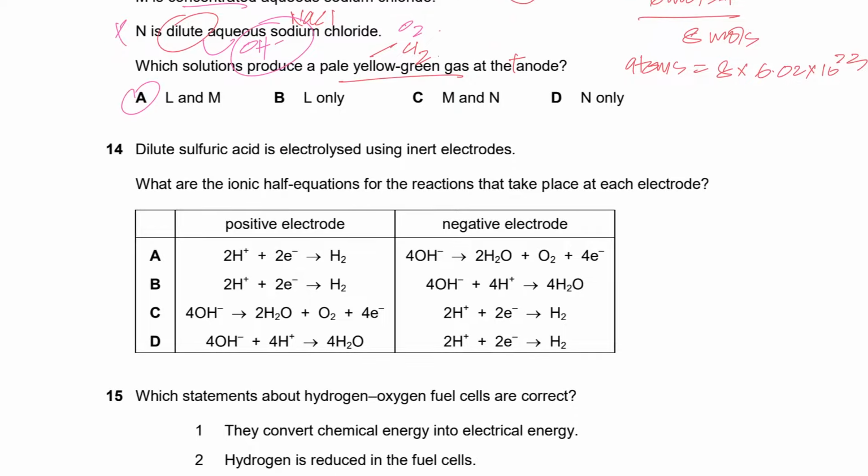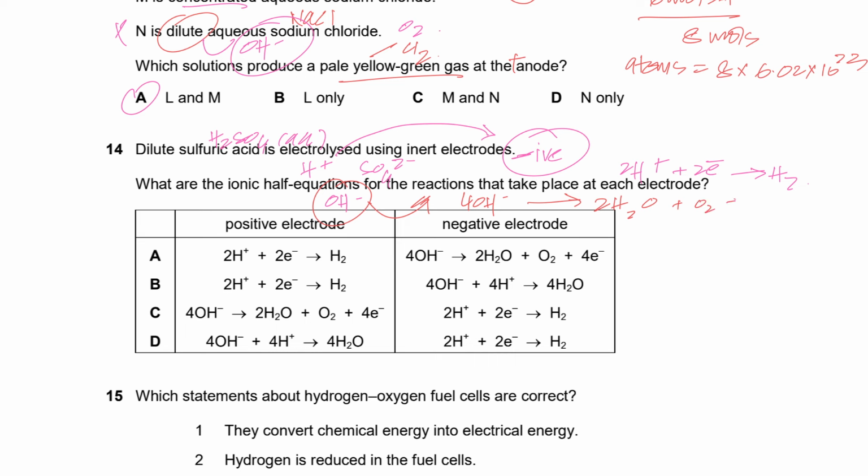Next, dilute sulfuric acid is electrolyzed using inert electrodes. What are the ionic equations for the reactions that take place at each electrode? Dilute sulfuric acid is H2SO4 aqueous. You would have the H+ ion, the sulfate ion, and the OH- ion as well. At the negative electrode, the positive ions discharge, so two hydrogen ions gain 2 electrons to give H2 gas. At the positive electrode, no matter if you have a sulfate ion, dilute or concentrated, the hydroxide ion discharges: 4 hydroxide ions give 2H2O plus O2 by losing 4 electrons.